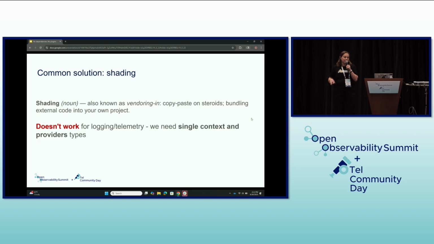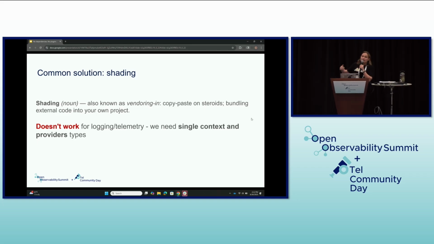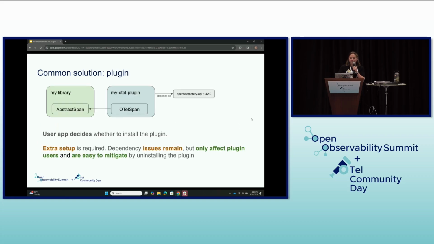It does not work for observability, because you need the same type to represent the context, right? You cannot create a span as a child of something you don't recognize. Same goes for tracer providers and other things that the SDK configures. So scratch this, shading doesn't work for us.